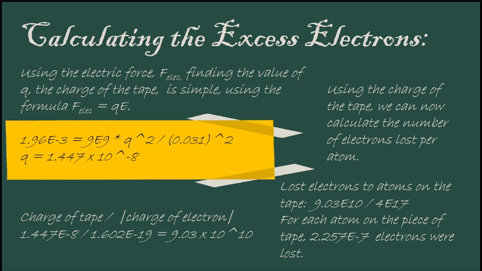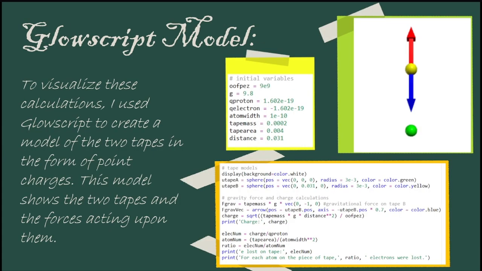Using the charge of the tape, we can now calculate the number of electrons lost per atom. The charge of the tape divided by the charge of an electron gives us the number of electrons lost, which was 9.03 × 10^10 electrons. This number divided by the amount of atoms in a piece of tape shows that for each atom on the piece of tape, 2.257 × 10^-7 electrons were lost.